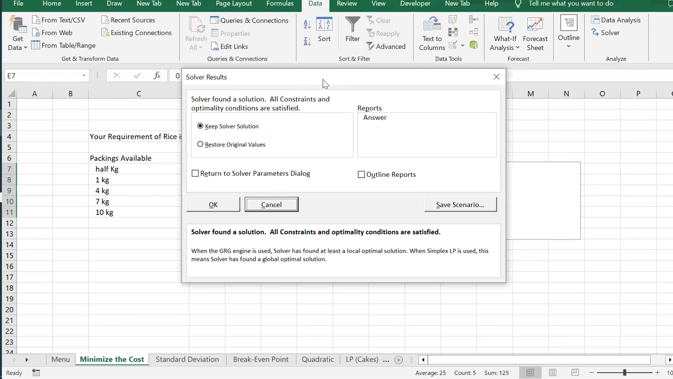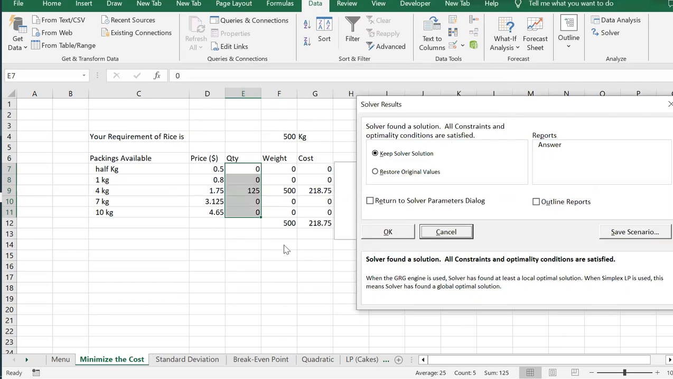So it has come up with the solution that the 500 kg has been achieved with the optimum cost. Any other combination will be higher than this. So the computer is suggesting that you buy 125 bags of 4 kg each to get the 500 kg weight with the lowest cost, that is $218.75.